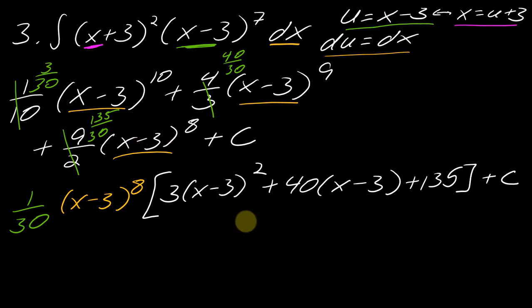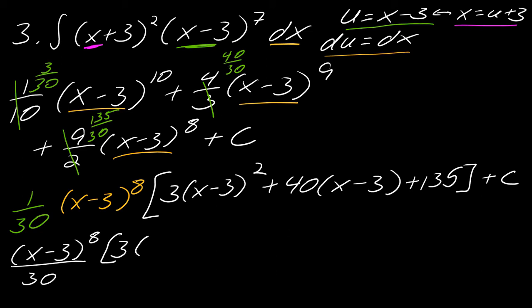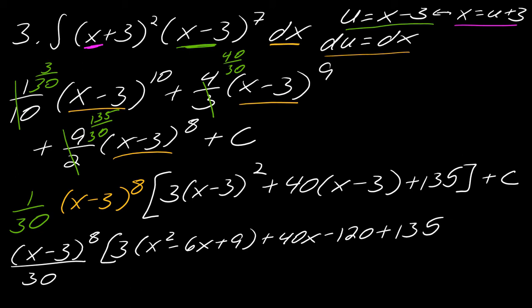So now I have to simplify all of this stuff, okay? So kind of a long haul with this problem if we really want to simplify it. So I've got x minus 3 to the 8th over 30. And then, let's see, this becomes 3 times x squared minus 6x plus 9 plus 40x minus 120 plus 135, all of that plus c. So let me clear some more space.